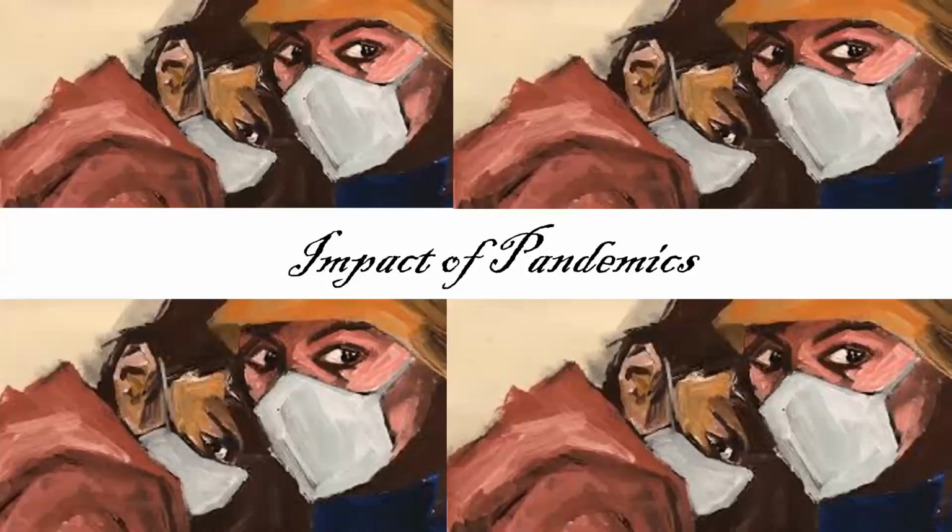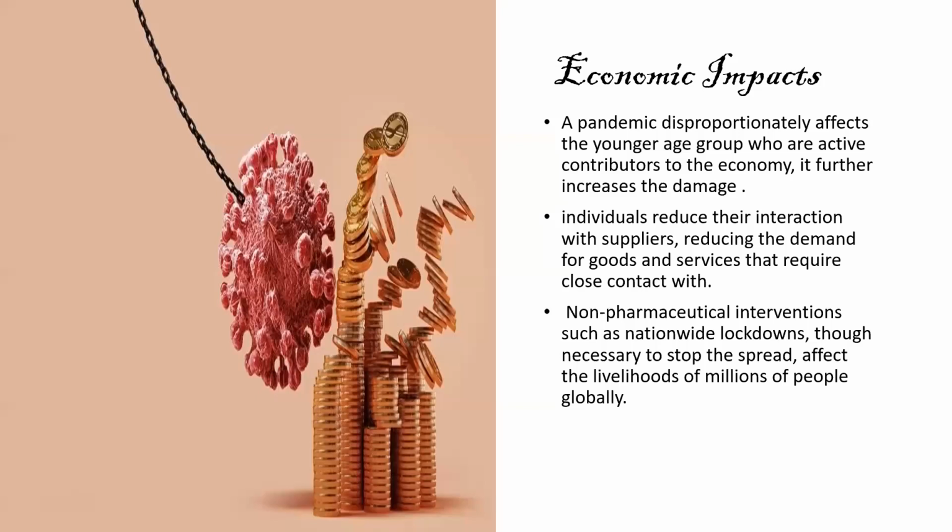Now, moving on to the impacts of pandemics. We're going to cover the different aspects in which a pandemic can have an effect. The first thing would be the economic impact. A pandemic disproportionately affects the younger group of people who are considered the active contributors to the economy. So definitely when that specific category is affected, it's going to cause a very big increase in the damage to the economy since they are the main contributors.